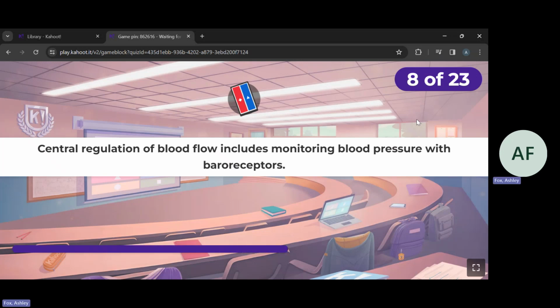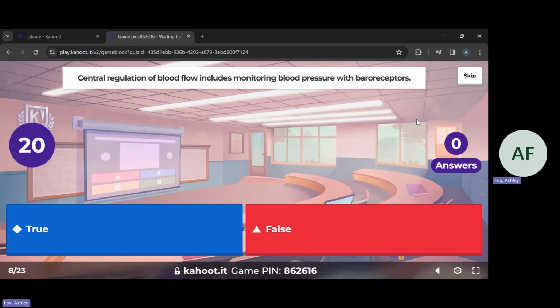True or false? Central regulation of blood flow includes monitoring blood pressure with baroreceptors.